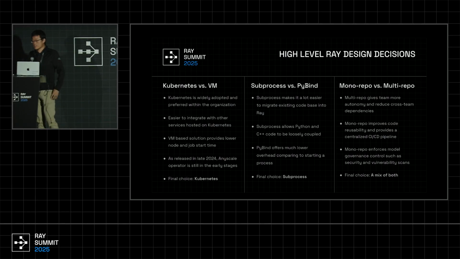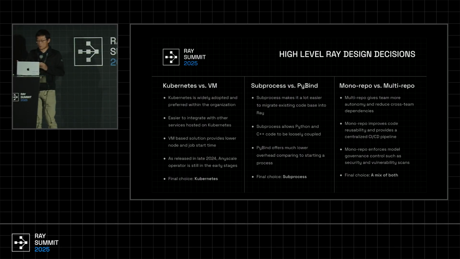The last one is the Git repo structure, which has been a common topic for every team probably running on Ray. It's about how you construct your code repo. Typically, there are two ways. One is a mono repo, where everything is in one Git repo. The other is multi-repo, kind of like microservices, where each service has its own repo. Both have their pros and cons. Everything is a trade-off. Multi-repo gives the team more autonomy and reduces cross-team dependencies.